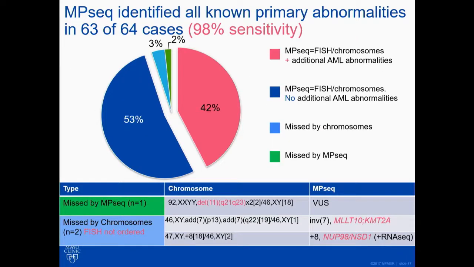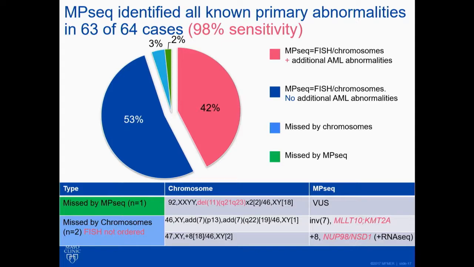So of these 64 cases, we compared what we found by MatePair sequencing and what we found by chromosomes and FISH. And we were able to identify all known primary abnormalities in 63 out of 64 cases, achieving a 98% sensitivity. MatePair-Seq did miss one abnormality in a case with a deletion of chromosome 11, and this was not identified by MatePair.